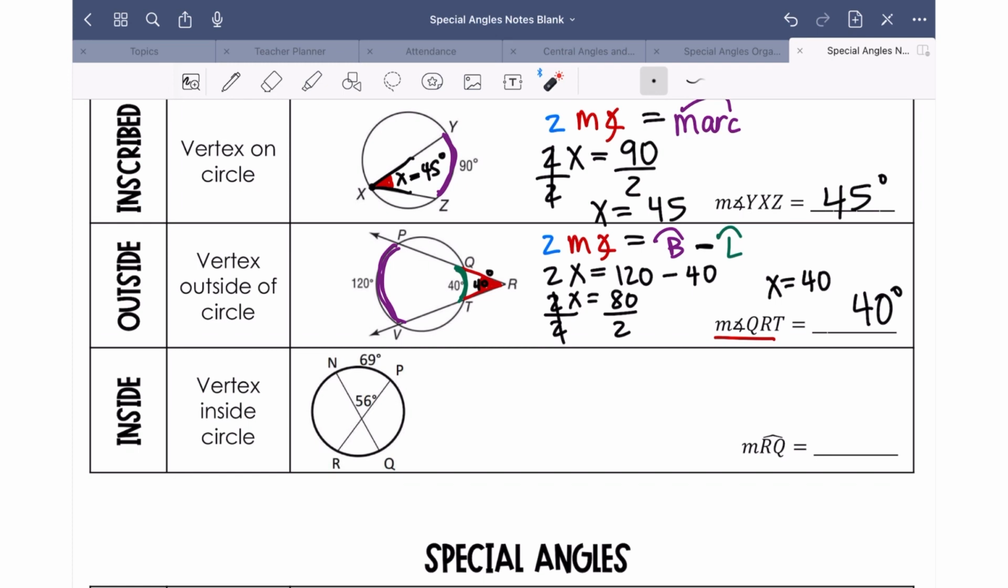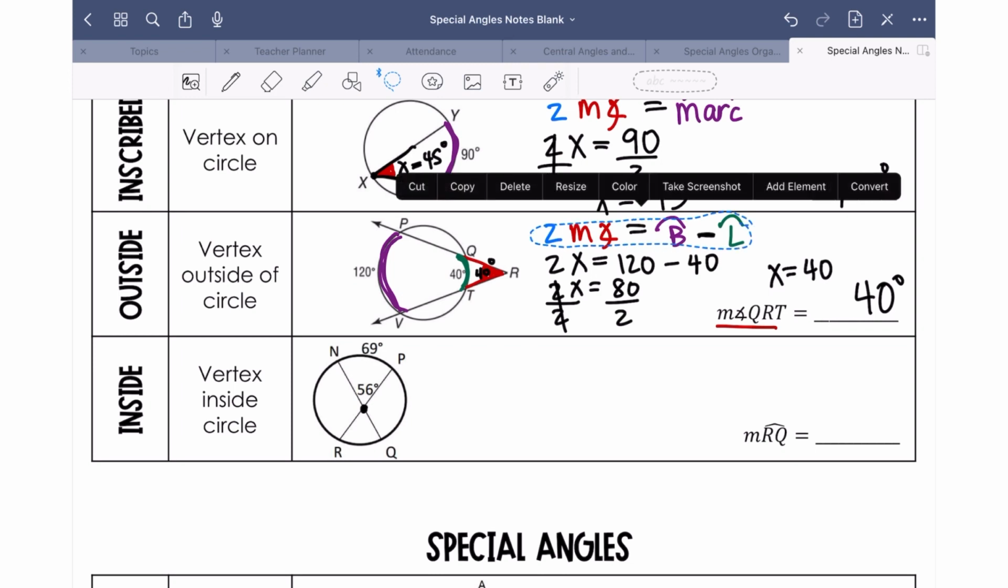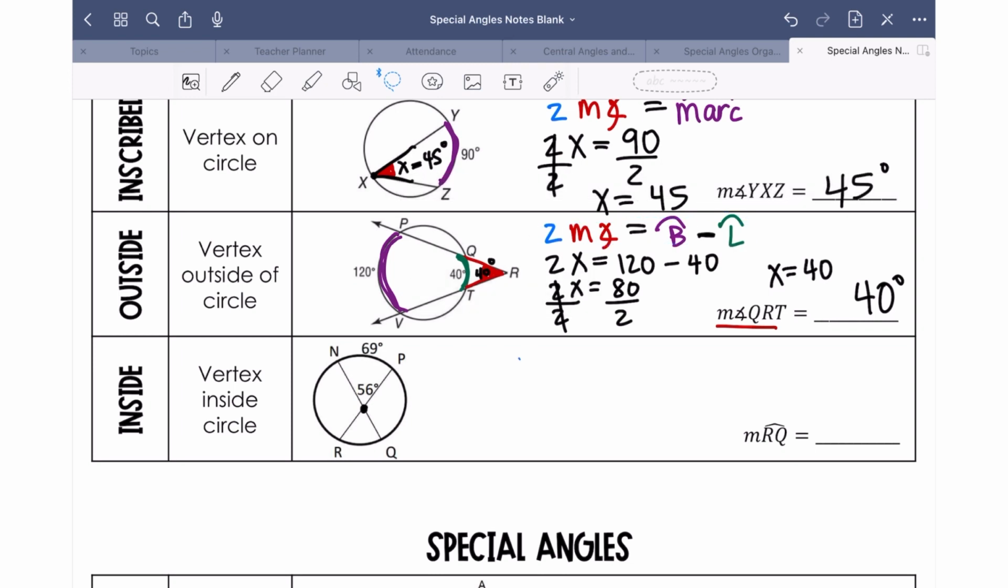The last one, when the vertex is inside the circle, see my vertex is right here. It's inside, but it's not at the center. It's like somewhere in the circle. All right, so for that equation, it's the same as outside the circle. So I'm just going to copy it. Except instead of subtraction, we are going to add the big arc and the little arc. So let me change this to addition. So write your formula. 2 times the measure of the angle equals the big arc plus the little arc. Okay, so write that down.